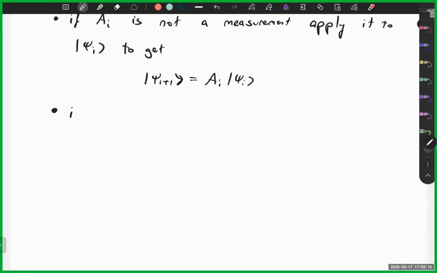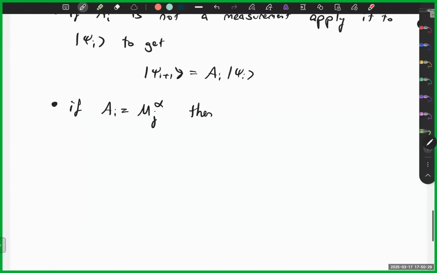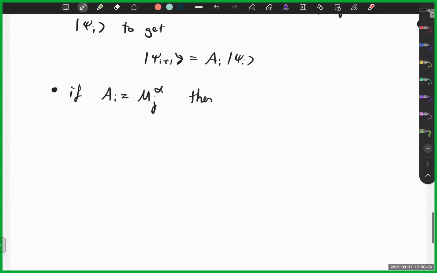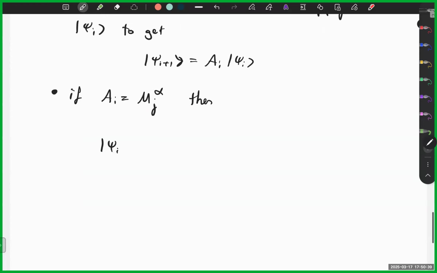But if Ai is a measurement, then we have branching because a measurement can have either outcome. So there's a randomness in it. So we will have two options here: Si equals 0 and Si equals 1.